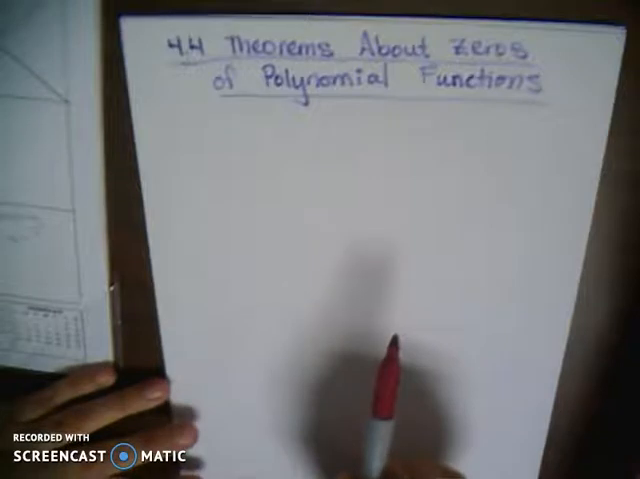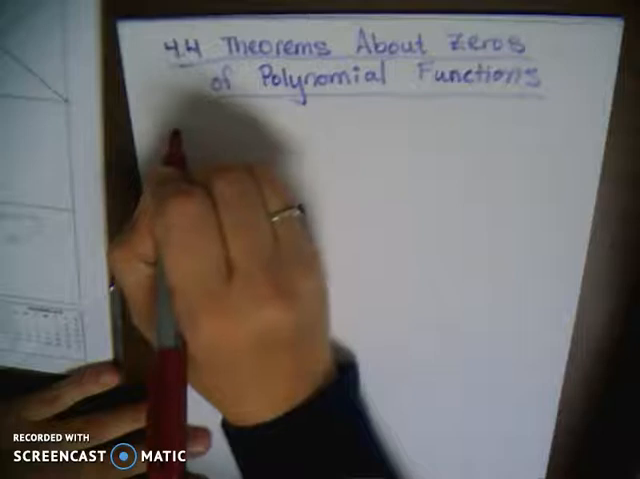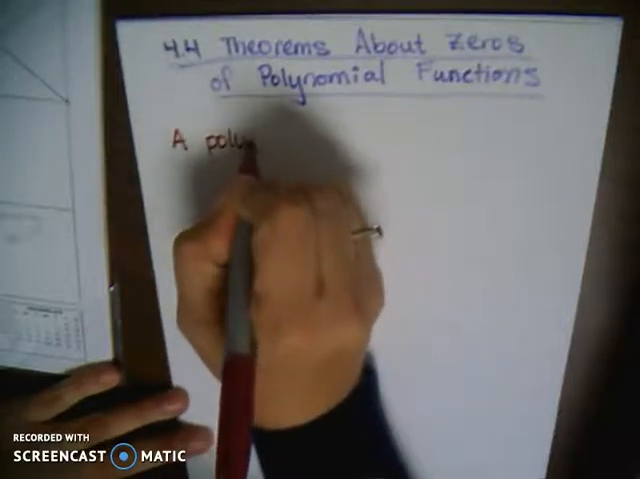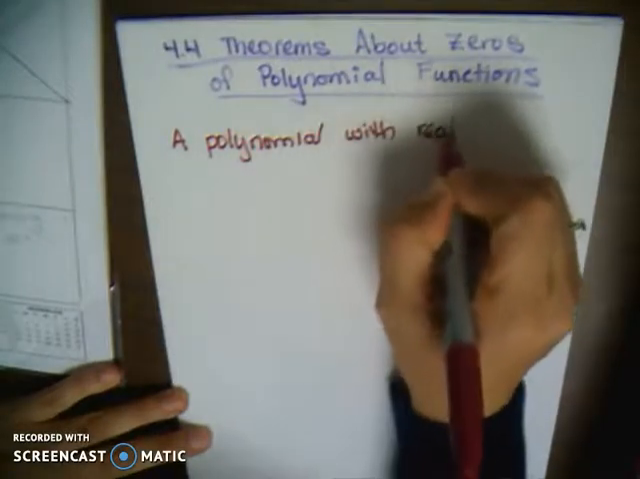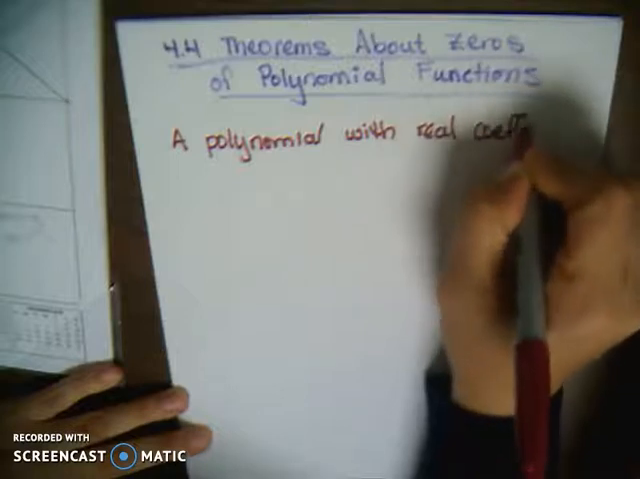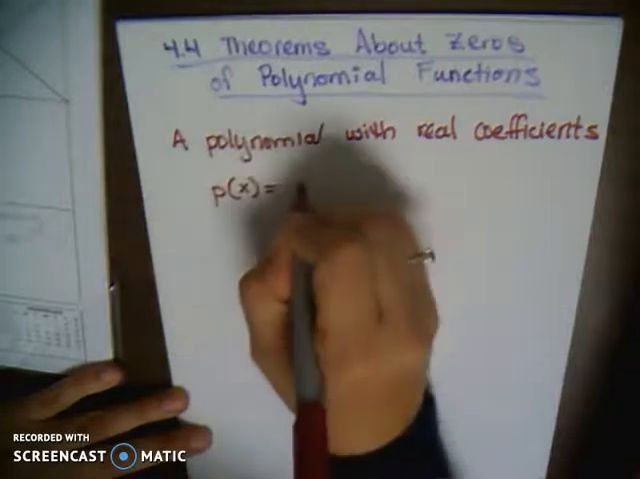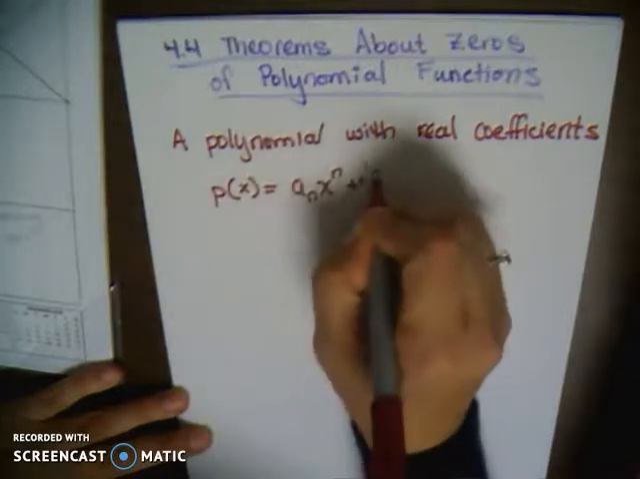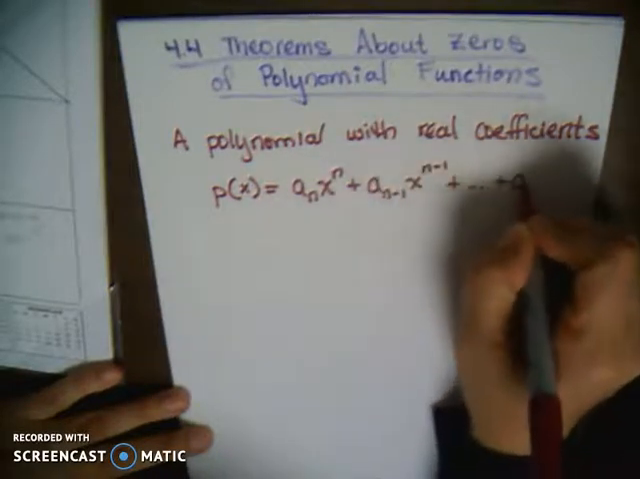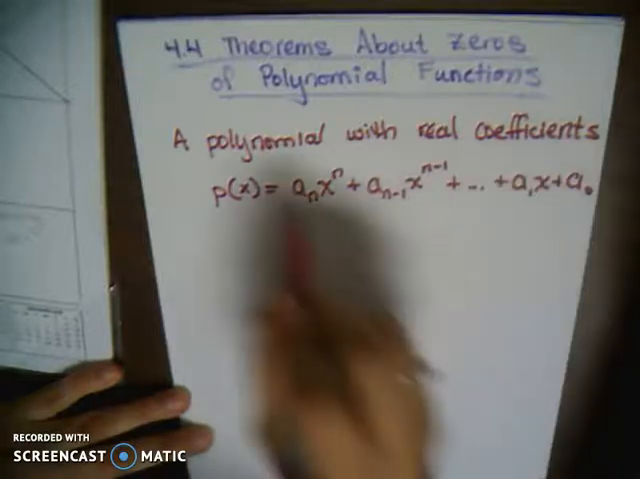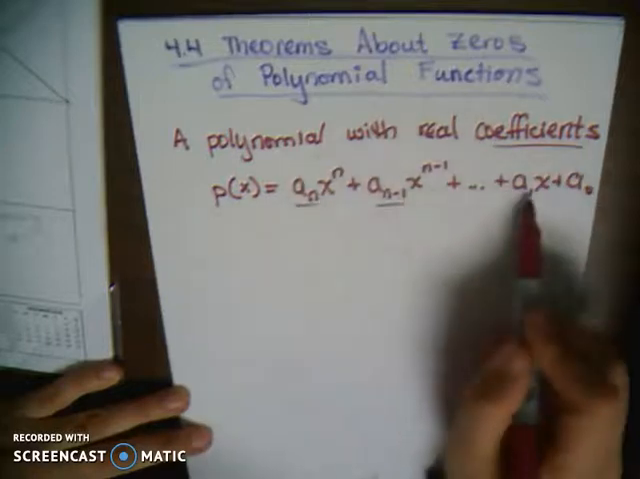In section 4.4, one of the first things they start talking about is if you have a polynomial with real coefficients. So remember our basic setup for the polynomial was a sub n x to the n plus a sub n minus 1 x to the n minus 1 all the way down to a sub 1 x and a sub 0. So what we're saying is the a's here, those are our coefficients. Those have to be real numbers.